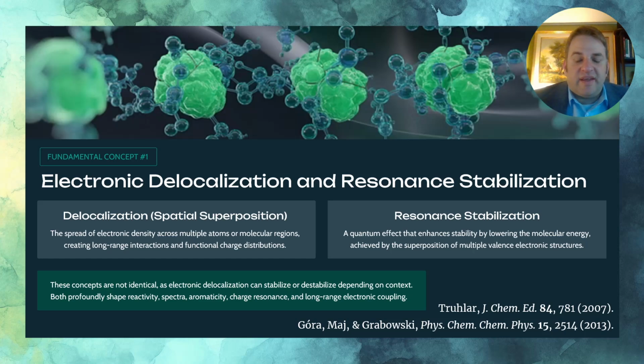Additionally, we have an effect that can play a role called resonance stabilization. This is a quantum effect that enhances the stability of a molecule by lowering the molecular energy, and it's achieved by the superposition of multiple valence electronic structures. Now, the concepts of delocalization and resonance are not identical, as electronic delocalization can stabilize or destabilize depending on the context. Both of these concepts are crucial to understand reactivity, spectra, aromaticity, of course, charge resonance, and other long-range coupling effects in chemistry and biochemistry.